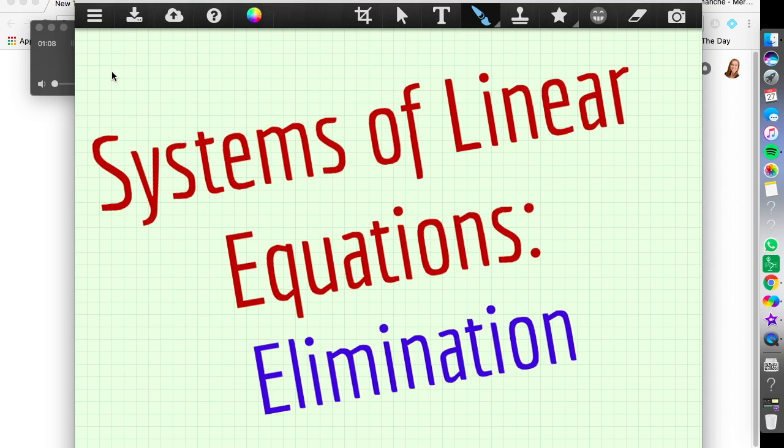All right, our final strategy for systems of linear equations is called elimination. For this strategy, we're using this idea of elimination, meaning that we're going to completely get rid of one of the variables from our system so that we can solve and figure out what one variable is, and then we'll go back and substitute it back into one of the equations to figure out what the second variable is.